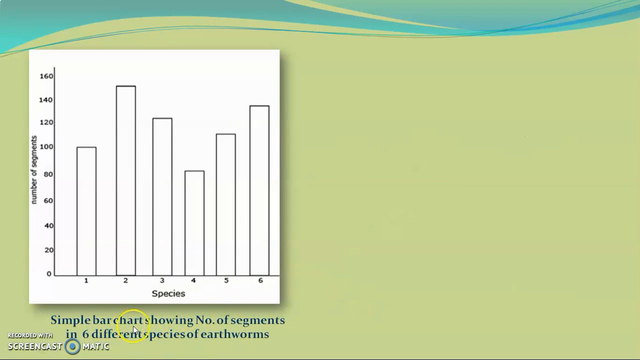See here, a simple bar chart showing the number of segments in 6 different species of earthworms. There are 6 species of earthworms in this example, but the number of segments in each earthworm is different. In the first species of earthworm, there are 100 segments. In the second species, there are around 140 or 155 segments. Then in the third species, there are around 125 or 130 segments.